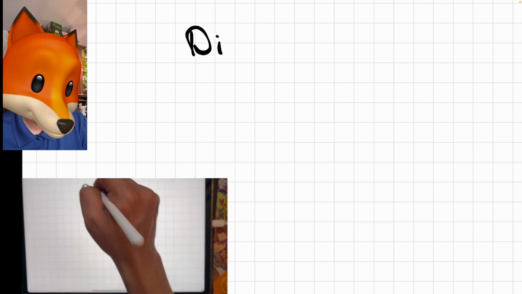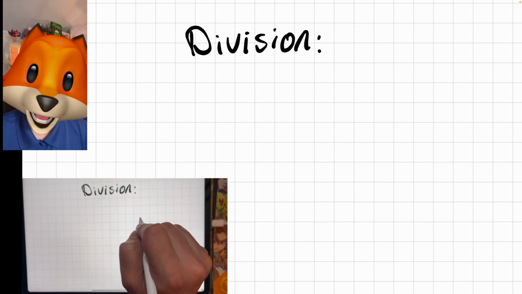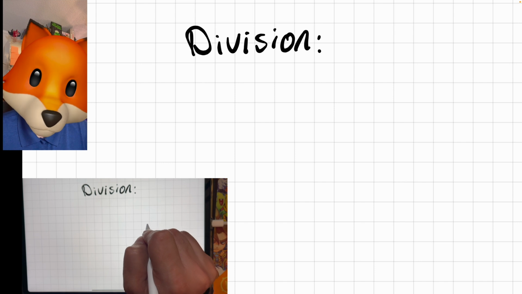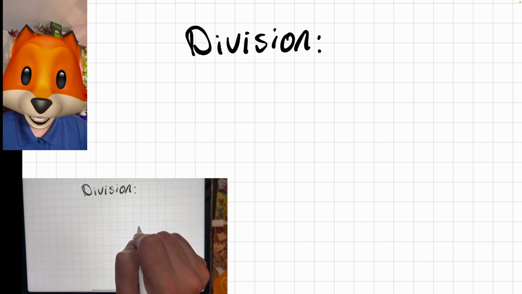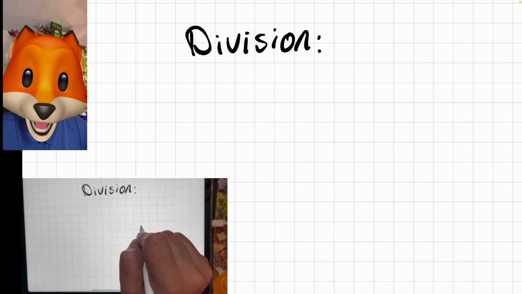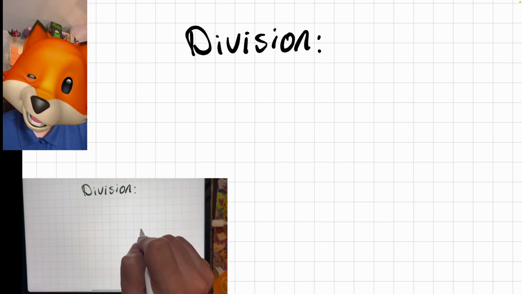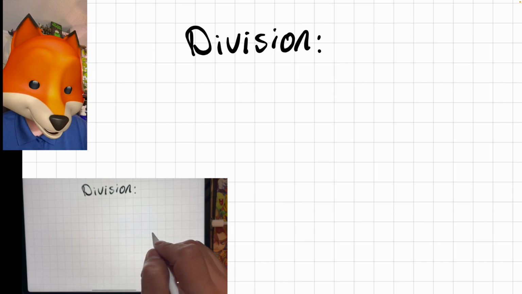So, let's put our title. Division. Remember the last time we talked about multiplication. Multiplication is just when you take equal groups and put them together to get a total. Well, division is the inverse of that. We're going to take a total and separate it into equal groups, and just see how many times we can do that. Easy peasy. So, let's get started.